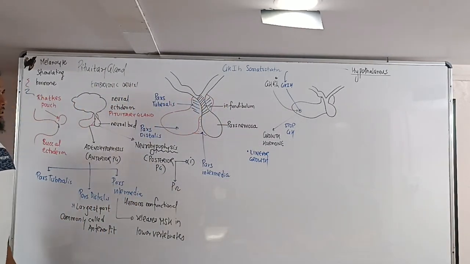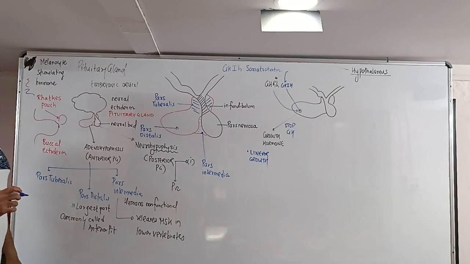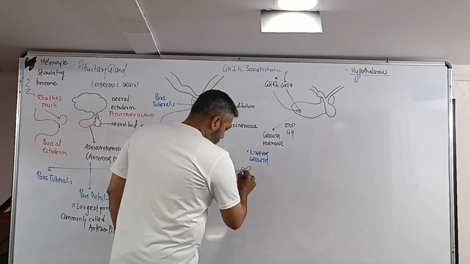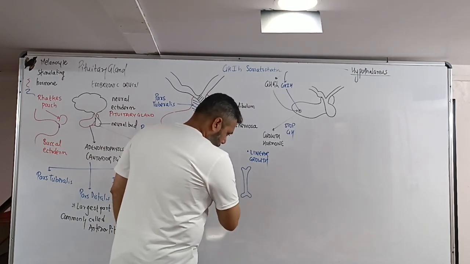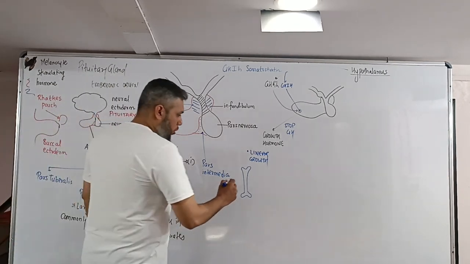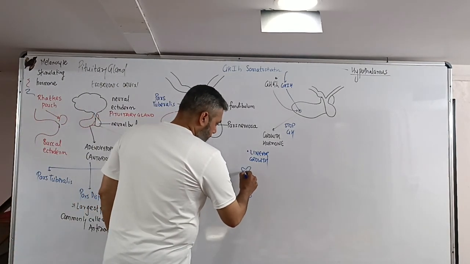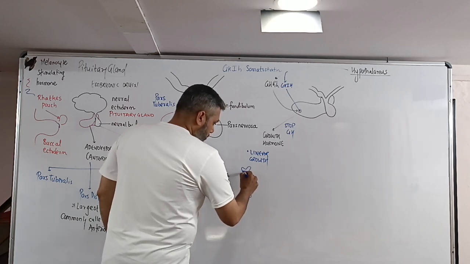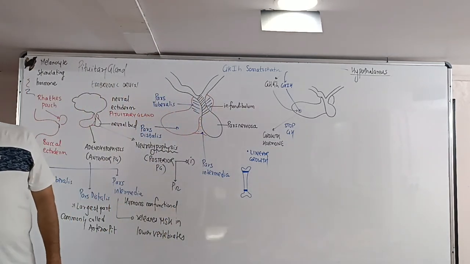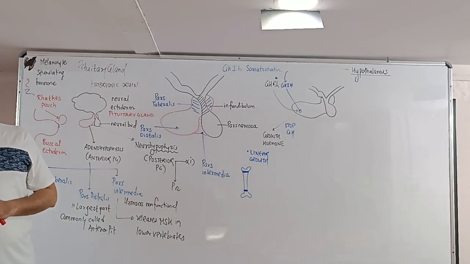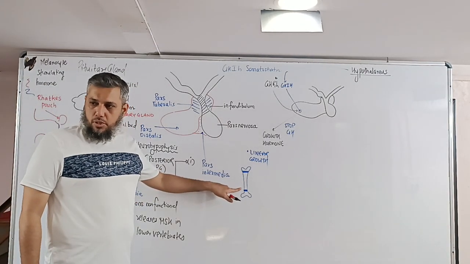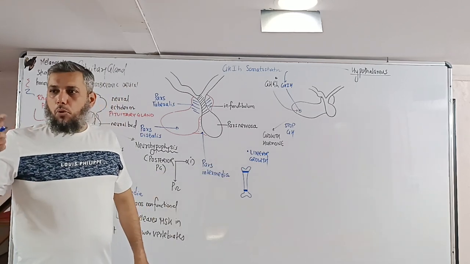What is this linear growth? Some of you will not be able to relate with what I am saying. Who is this? Bone. I have taught you this in locomotion. There is a cartilage over here. What is the name of this cartilage? Epiphyseal cartilage. And the growth hormone acts on the epiphyseal cartilage and converts the cartilage into a bone.